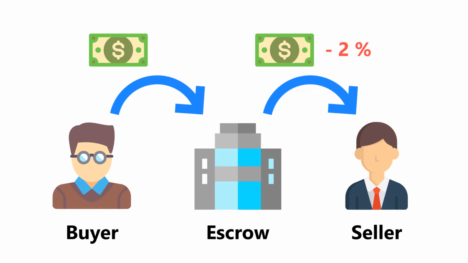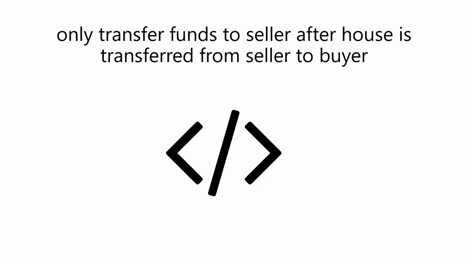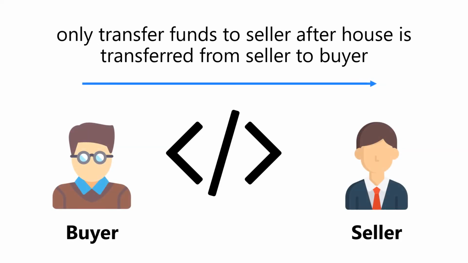We can use a smart contract to perform the same transaction without the escrow company. Here's how it could work. The parties can hire a programmer to program a smart contract to send the funds to the seller only after the seller transfers the house to the buyer. After the seller transfers the house, the smart contract would be executed and transfer the funds to the seller. In this example, the smart contract replaces the trusted third party, or the escrow company, and the parties can save a large sum of money that would otherwise be paid to the escrow company.